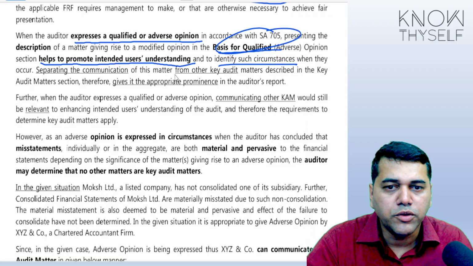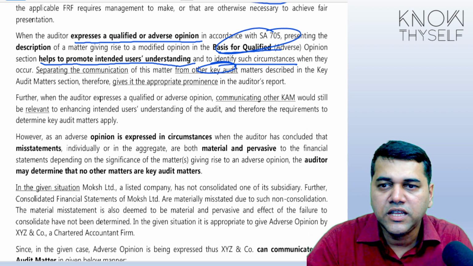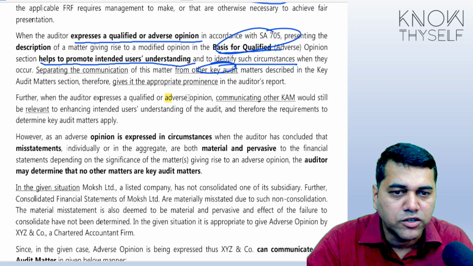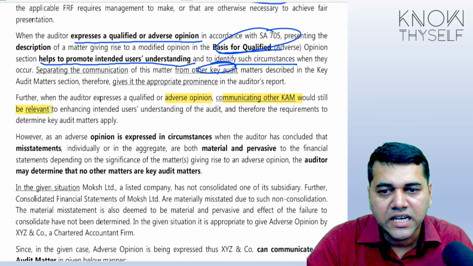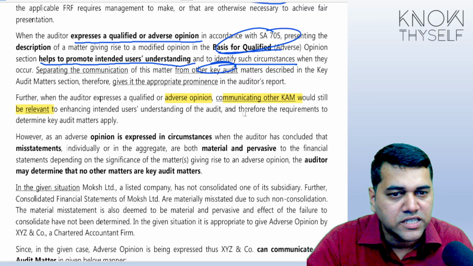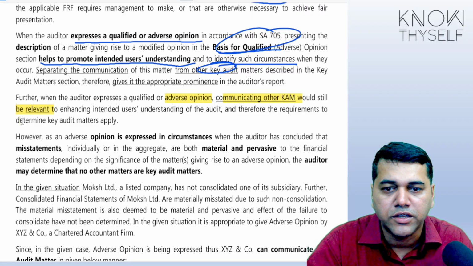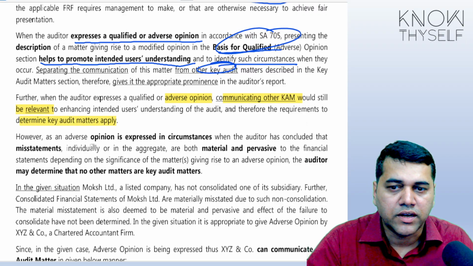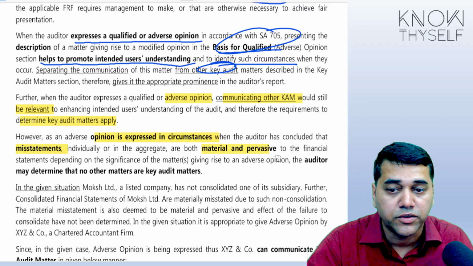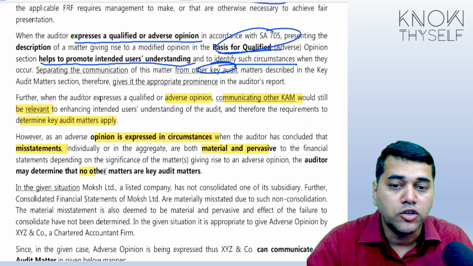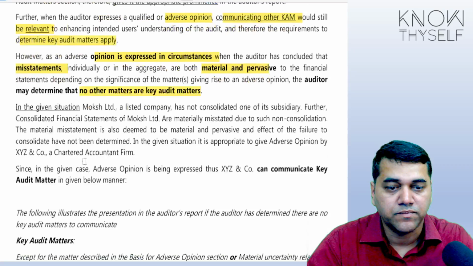Further, when the auditor expresses a qualified opinion, separating the communication of this matter from the key audit matter described in the key audit matter section therefore gives it appropriate prominence. Further, when the auditor expresses an adverse opinion, communicating CAM would still be relevant to enhancing the intended users' understanding of the audit. Therefore, requirements of determining the key audit matter apply. However, as an adverse opinion is expressed in circumstances where the auditor concluded misstatements are both material and pervasive, the auditor may determine no other matter to be a key audit matter.